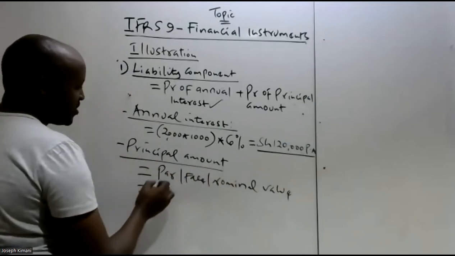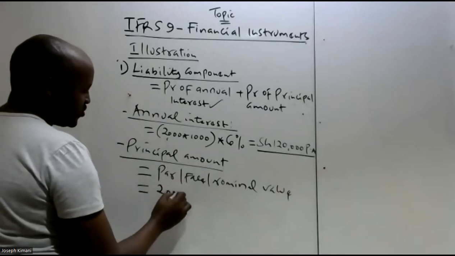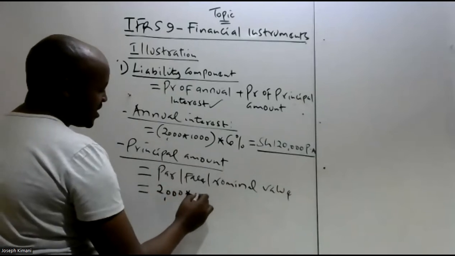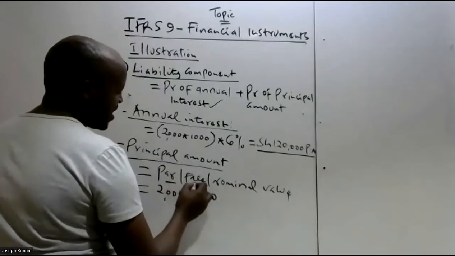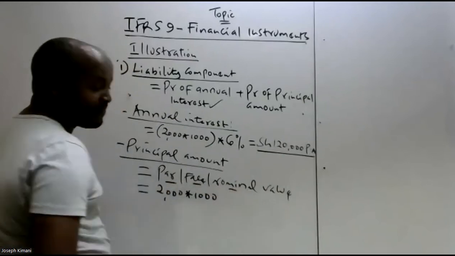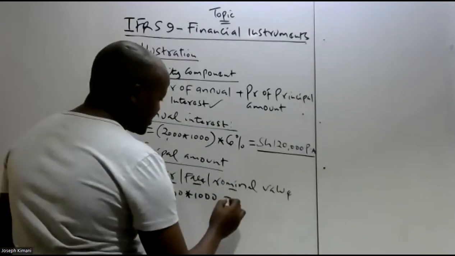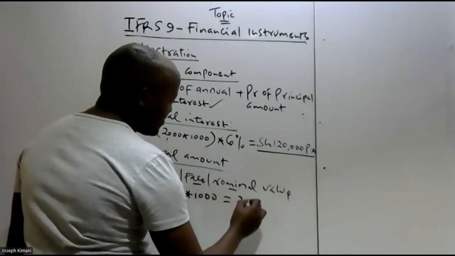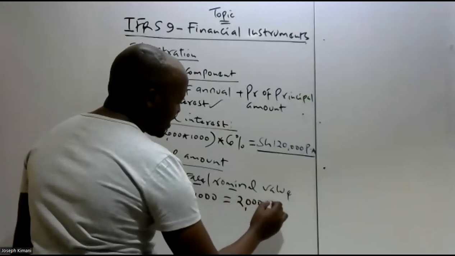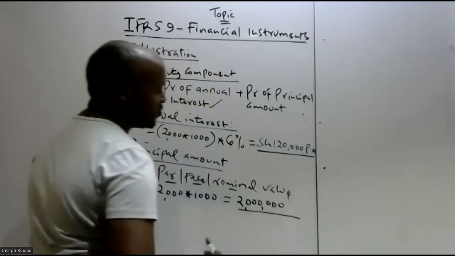And remember, in our case, we are told that this company had issued 2,000 convertible bonds, and they have a face value. Face value, I've said, is the same as the par value and the nominal value. So at the end of the 3rd year, our company here will pay back an amount of how much? 2 million.